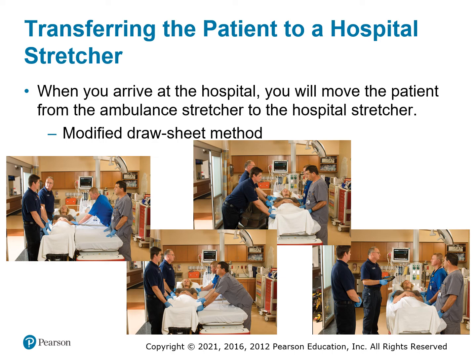Transferring the patient to a hospital stretcher. When you arrive at the hospital, you will move the patient from the ambulance stretcher to the hospital stretcher using a modified draw sheet method. Again, this is what I was saying, from going from hospital bed to the cot or cot to the hospital bed. You know, have people on each side of the beds to stabilize the beds so that they're not going to move. People push and somebody pulls. And that makes it 10 times easier on all of that.